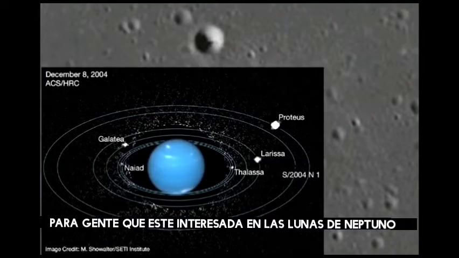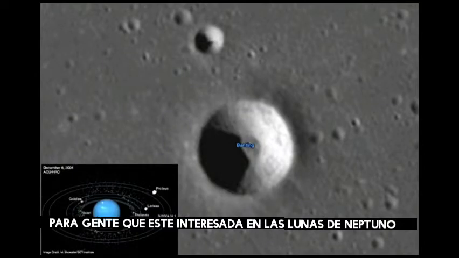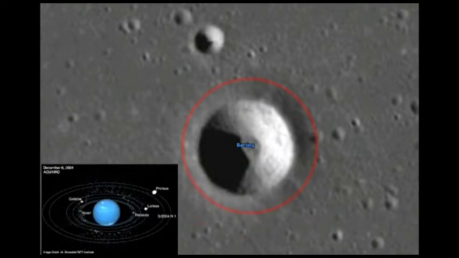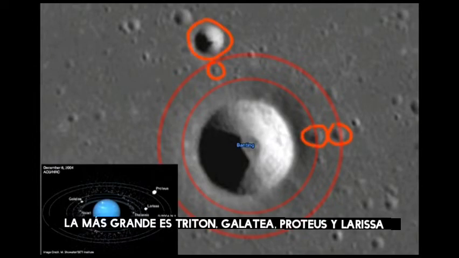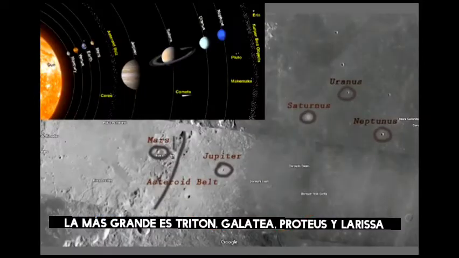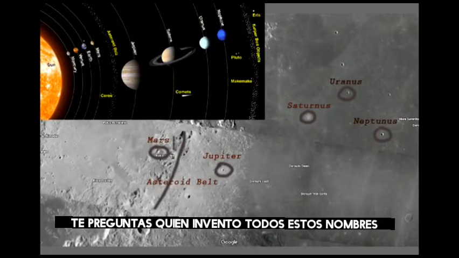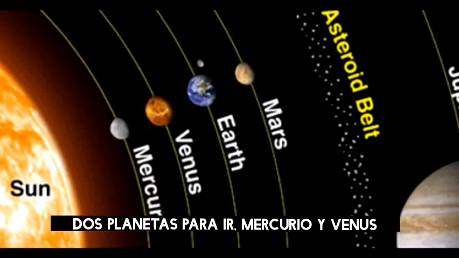For people who are interested in the moons of Neptune, the biggest one is Triton, Galatea, Proteus and Larissa. You wonder who invented all these names? 2 planets to go.